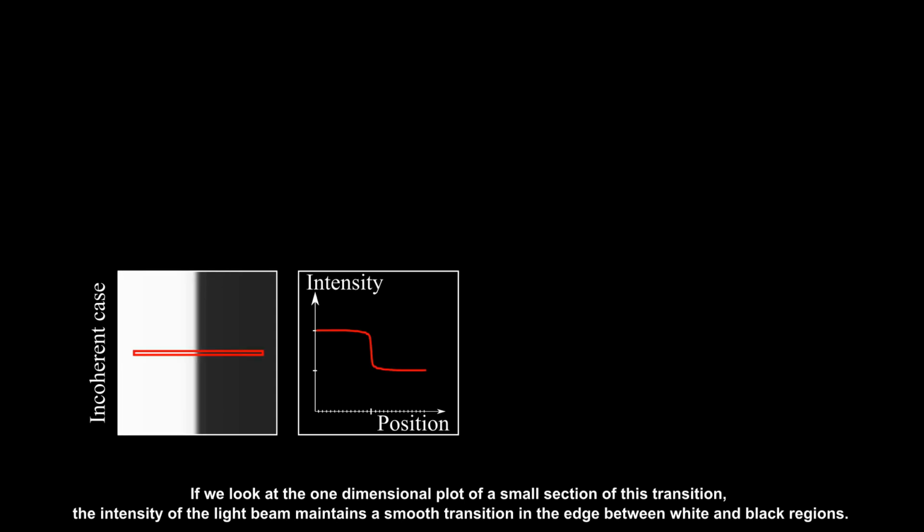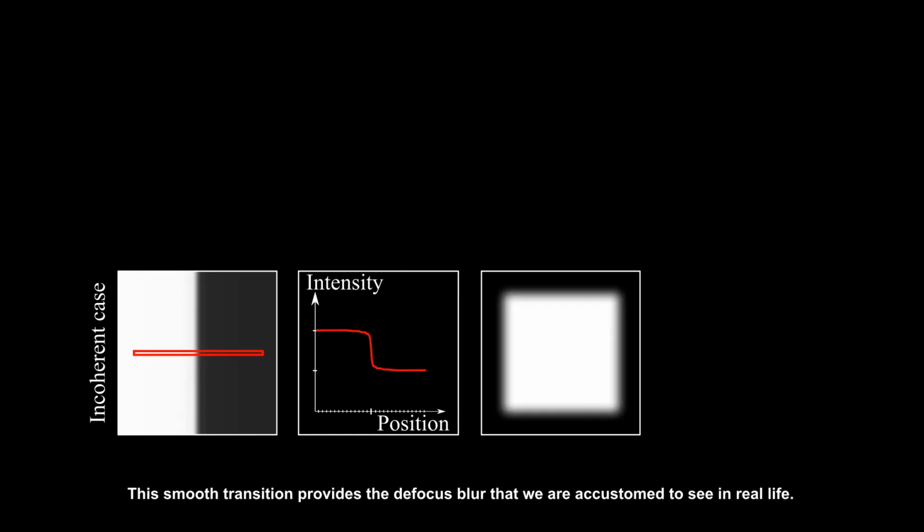Here, you can see how natural light acts in the edges of defocus blur in natural viewing conditions. If we look at the one-dimensional plot of a small section of this transition, the intensity of the light beam maintains a smooth transition in the edge between white and black regions. This smooth transition provides the defocus blur that we are accustomed to seeing in real life.